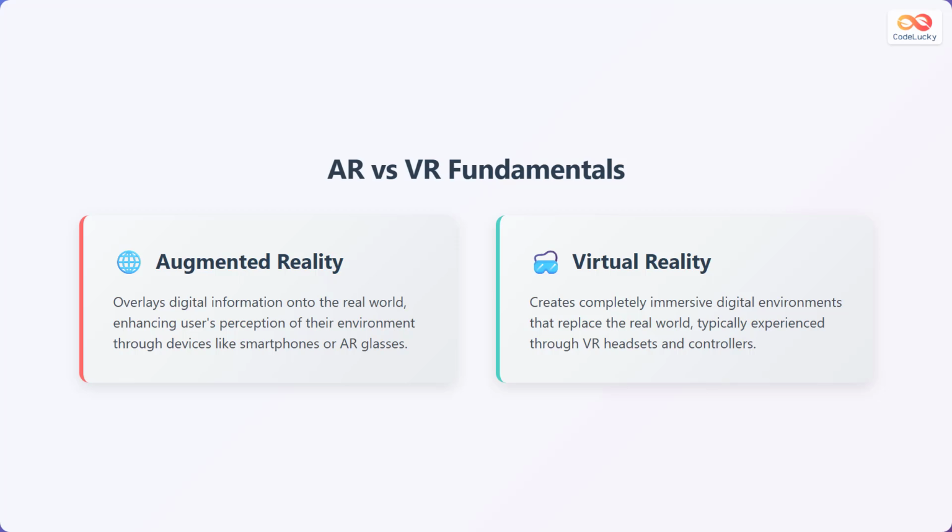Virtual reality, on the other hand, creates completely immersive digital environments that replace the real world entirely. When you put on a VR headset like the Meta Quest or PlayStation VR, you're transported into a fully synthetic three-dimensional space where you can interact with virtual objects and environments.